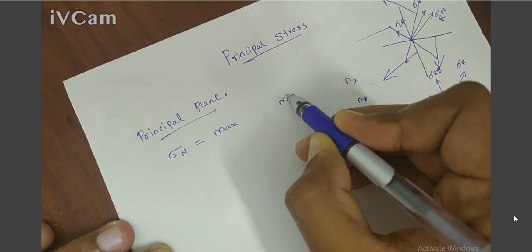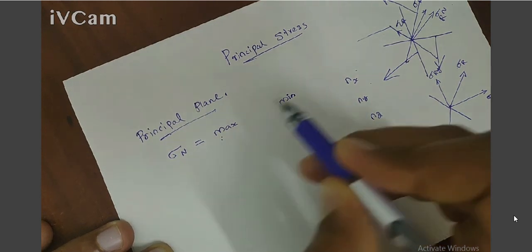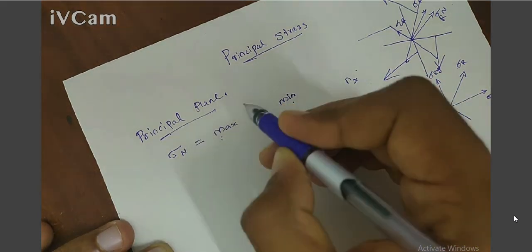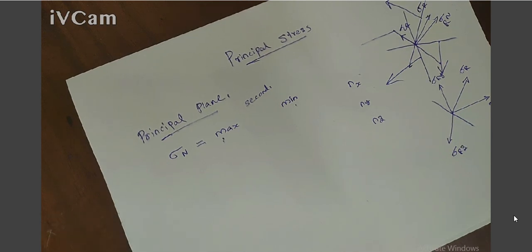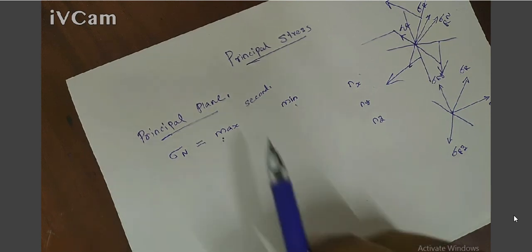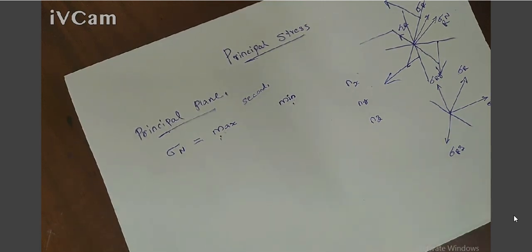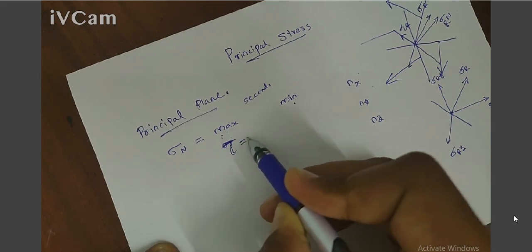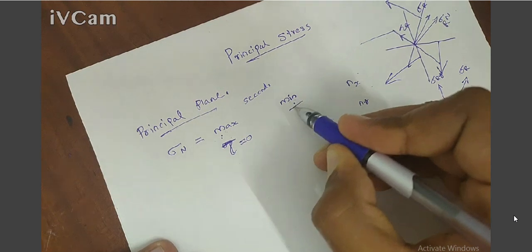There are three principal planes in three dimensions. One plane with the maximum normal stress value is called major principal plane. One plane with the minimum normal stress value is called minor principal plane. And the second largest sigma n also will be for a particular plane, the second largest normal stress. So there will be three planes, and out of this, the plane with the maximum normal stress is called major principal plane, and this is called minor principal plane. In the major principal plane, the shear stress value will be zero, and in the minor principal plane, the shear stress value is also equal to zero.